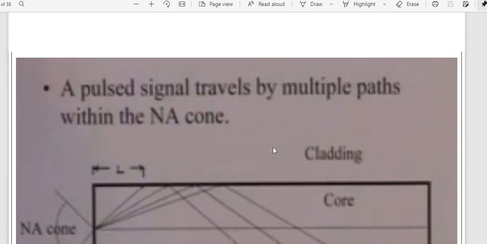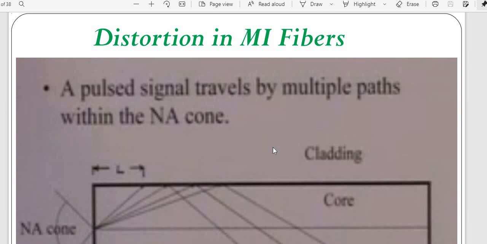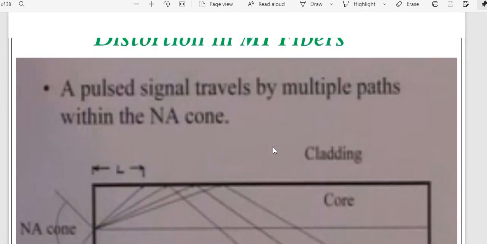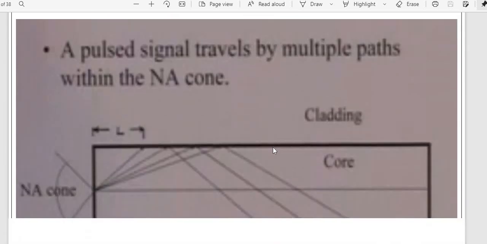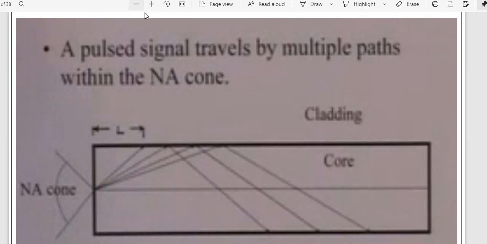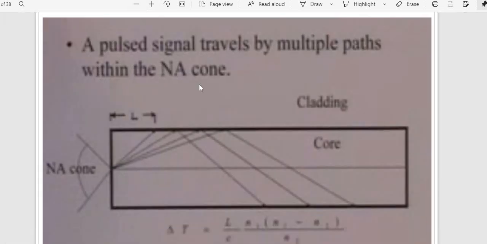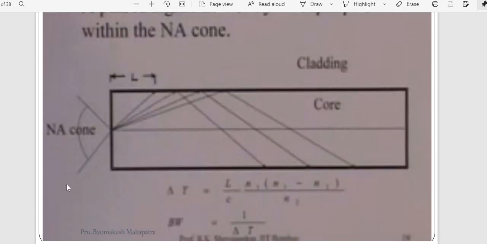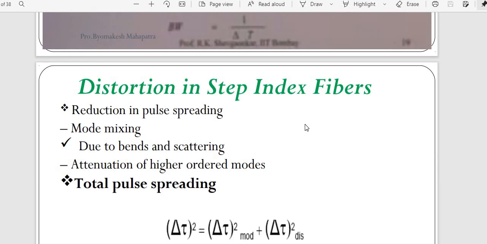Next we have the distortion in MI fiber. What does MI stand for? Multipath index fibers. So here, whatever pulses we are taking for the signal to be passed, the pulse signal travels by multiple paths within the numerical aperture cone. See here, this is the acceptance angle, right? For the numerical aperture we have a cylindrical cone, passing light from a single source in multiple directions over some length L. This is the core, outside is cladding. It's somewhat blurring, so I will show in the new part how it works.